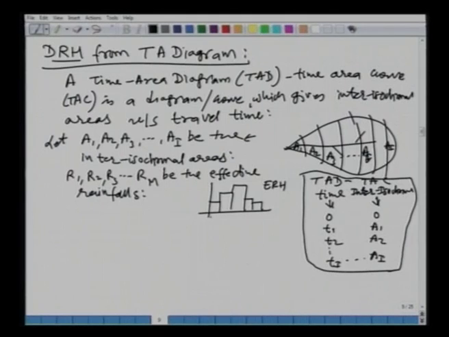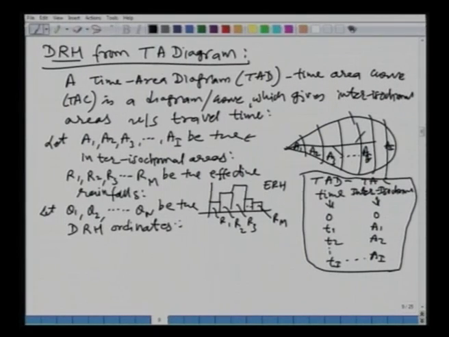So, what are these things? These different impulses are, let me write it here, R1, this is your R3, this is your R2, all the way up to the last one, R capital M. And let Q1, Q2, all the way up to Q capital N be the DRH, or direct runoff hydrograph, ordinates.